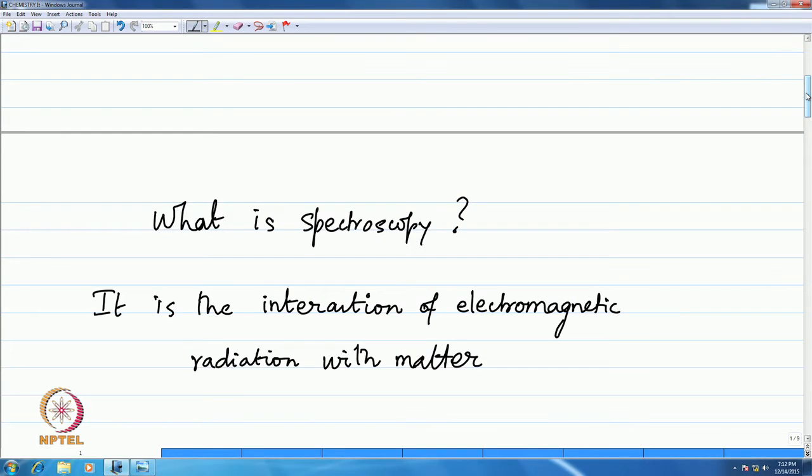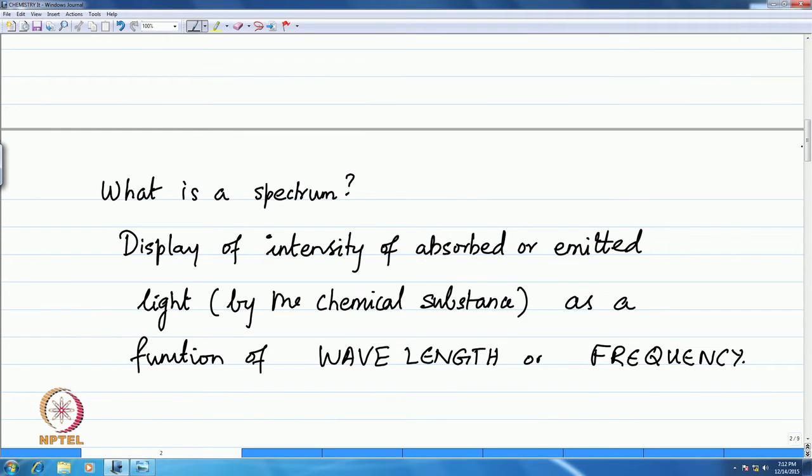Now, let me ask the question, what is spectroscopy? A very simple or a straight one-line answer is that it is the interaction of electromagnetic radiation with matter. Then, what is a spectrum? Spectrum is obviously the object of spectroscopy and the understanding of it, and therefore you see that it's the display of light that is either absorbed or emitted, namely the intensity of absorbed or emitted light by the chemical substance as a function of the wavelength or a frequency.